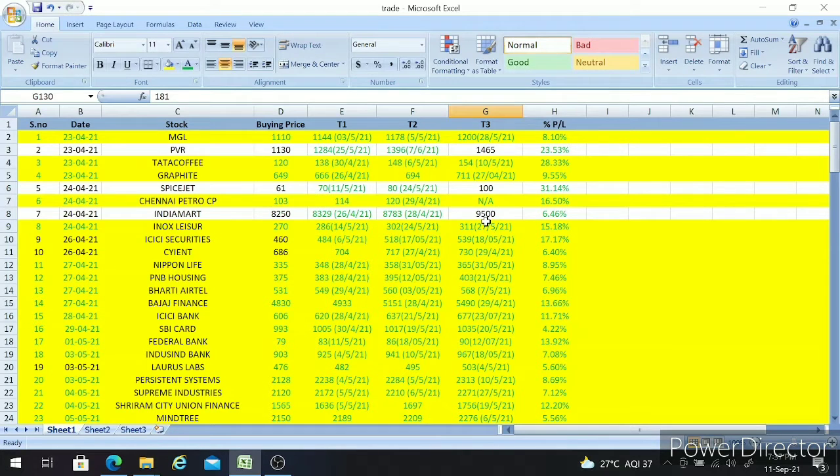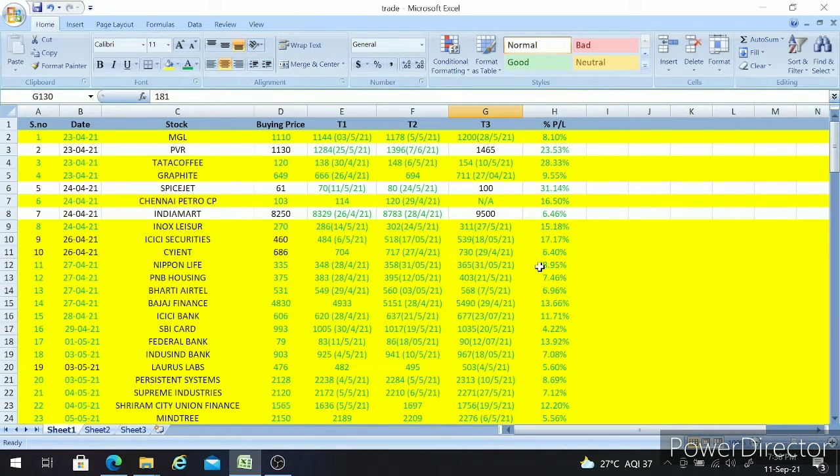Those stocks which have achieved all three targets are highlighted wholly in yellow, and you can find the date on which I gave the buy call, the stock name, the buying price at which you need to buy the stock, and T1, T2, T3. Normally I give 3 targets. You can also see on which date each target got achieved, and the percentage return.